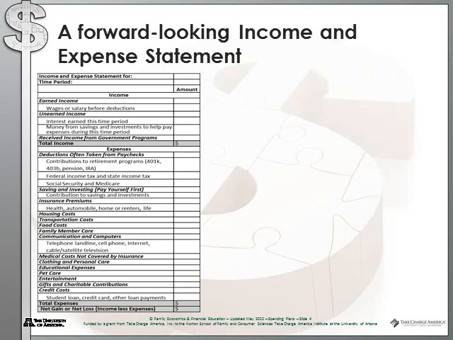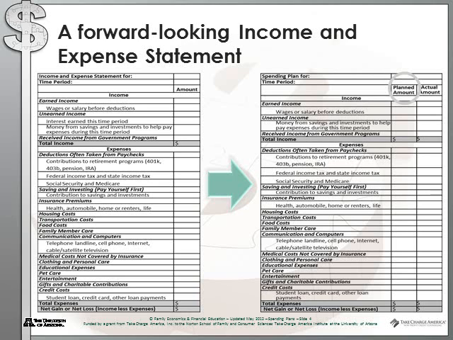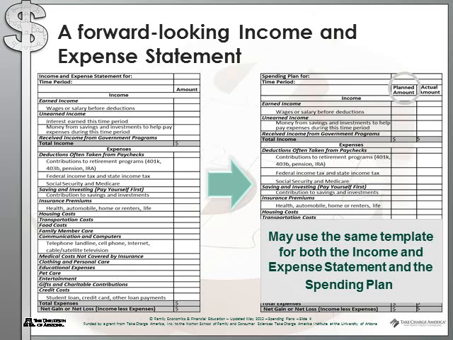A spending plan is a forward-looking income and expense statement. The template we are going to use to create our spending plan is very similar to the income and expense statement. You'll notice that with the spending plan, there is a planned amount column to estimate how much you think you're going to spend. Some people even use the same template for both the income and expense statement and their spending plan.